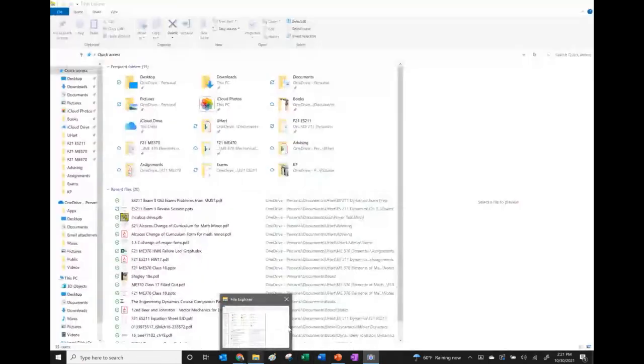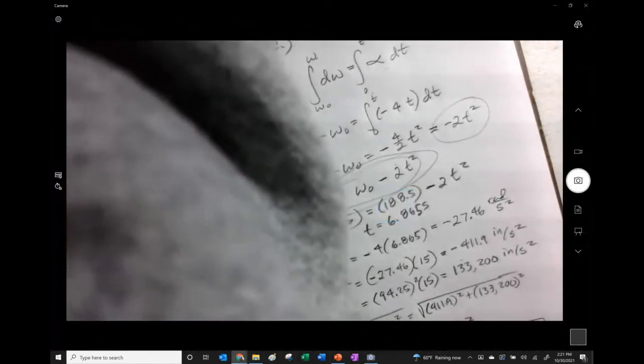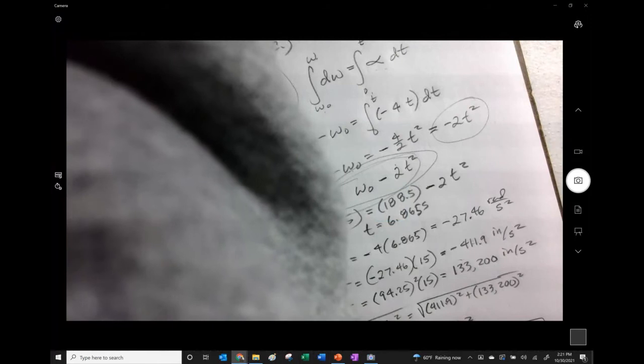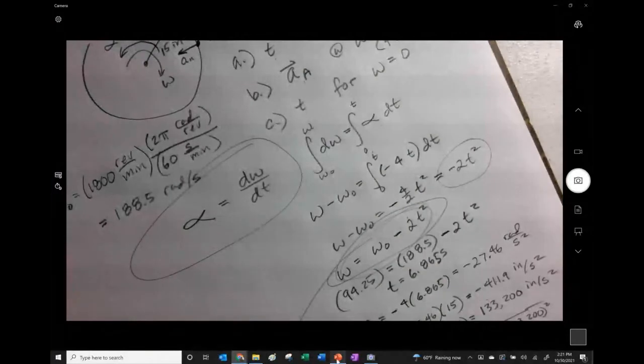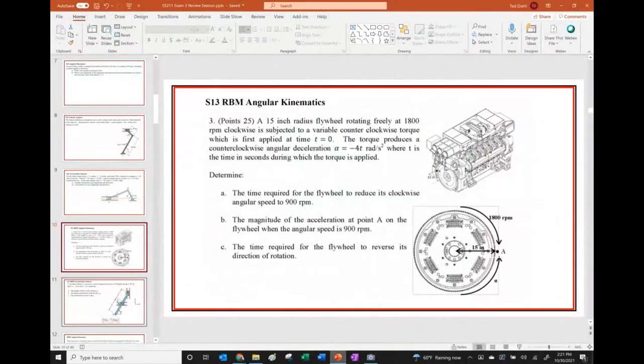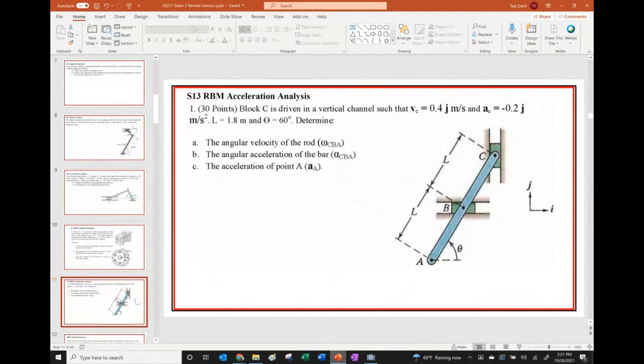Okay, who else do we got? Jacob, are you here? Whoops, what happened here? Yep, I'm here. Okay, good. The problem after this one, S13 acceleration analysis, because it has 2 fixed areas, I mix up my solutions, so I don't know if I'm correct or not. Okay. Yes, this one. Let's see.